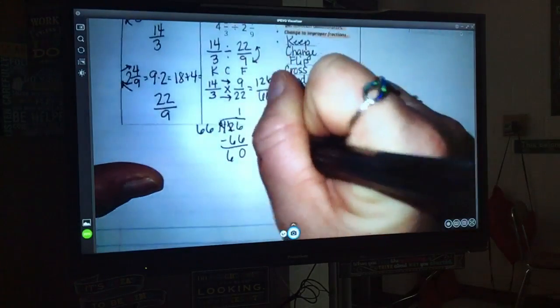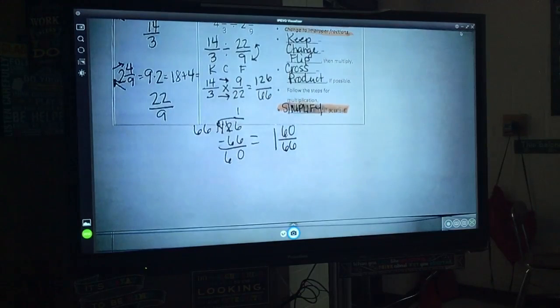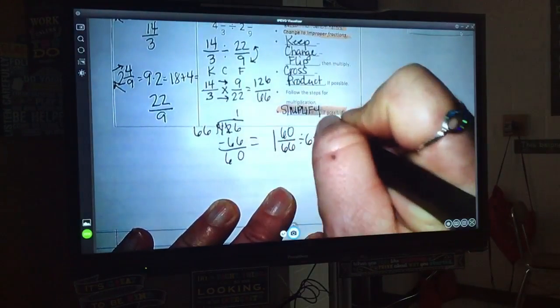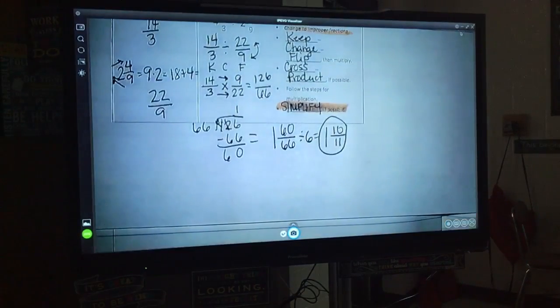Alright, so my answer is 1 and 60 over 66. Now, can I simplify 60 over 66? Good Lord, that's a whole lot of sixes. Mikael? You can simplify 60 and 66 by 6. So I can divide it by 6? Okay. So that will give me 1 and 10 over 11. So that will be my final answer for that one. Alright, give me a thumbs up when you have this written down.